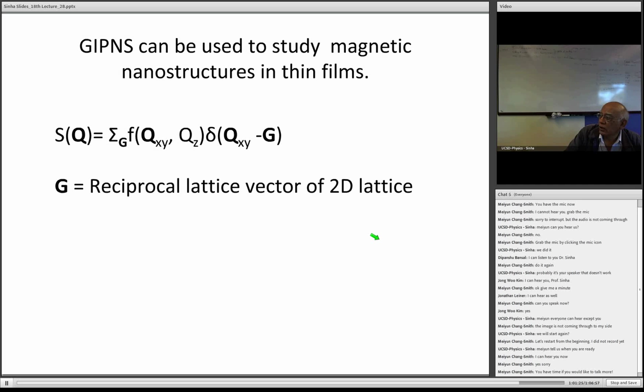You can also study magnetic nanostructures, periodic patterned nanostructures. In this case, you will get a periodic structure in 2 dimensions, and the Fourier transform of that will be rods of scattering through the 2-dimensional reciprocal lattice of this periodic structure. So looking at these rods will give you information about this pattern structure. Again, I don't have time to go into this in detail, but you can read the reference in the original papers.